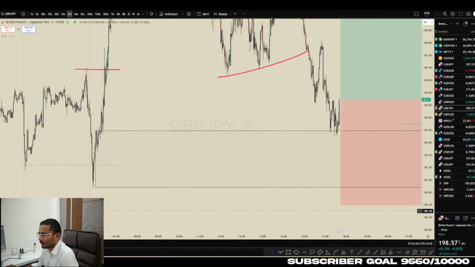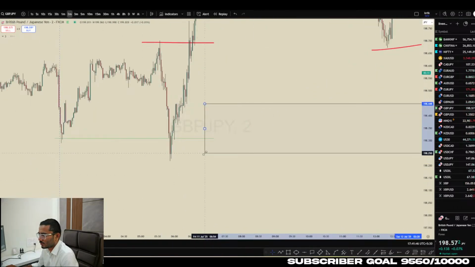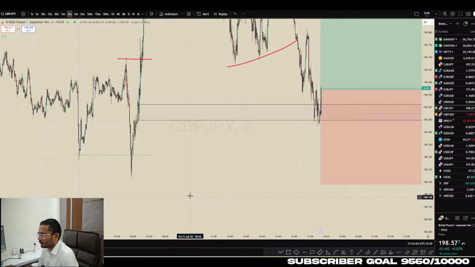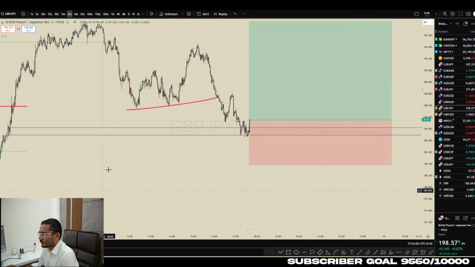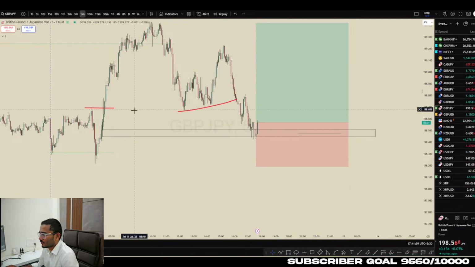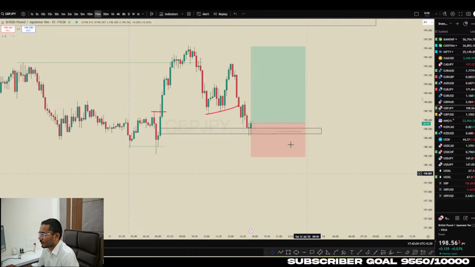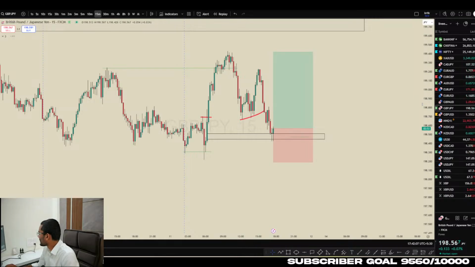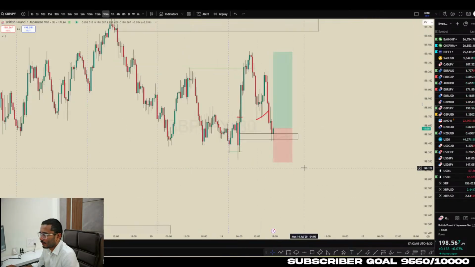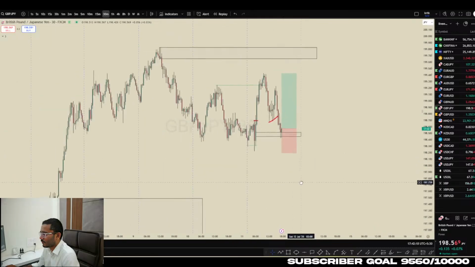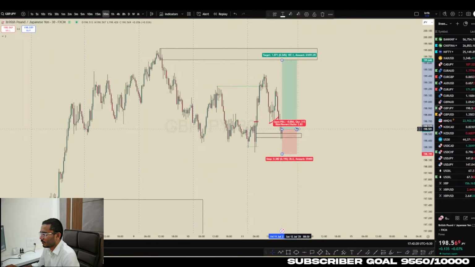See first how much is the stop. So I'm looking for entry here. Next high will be the target.